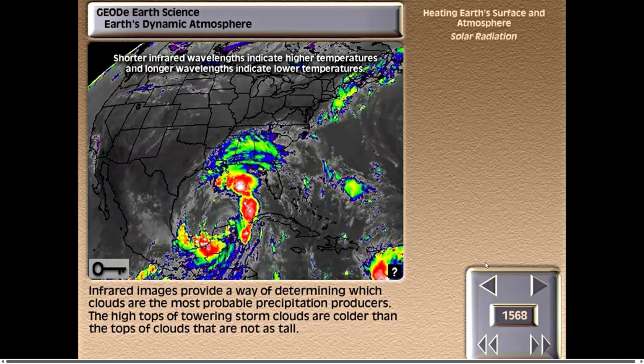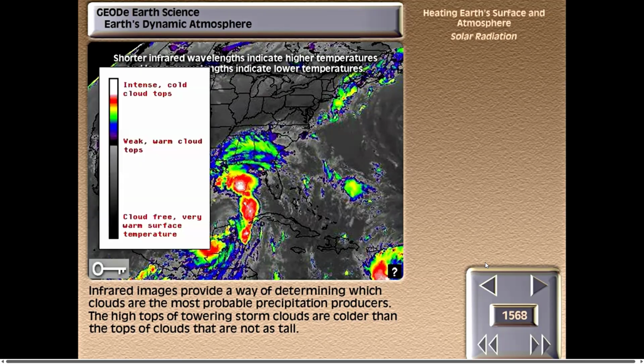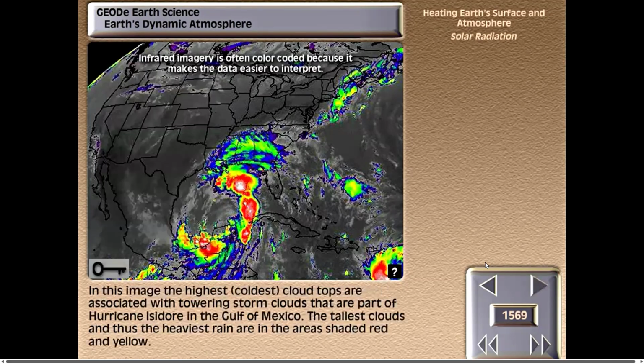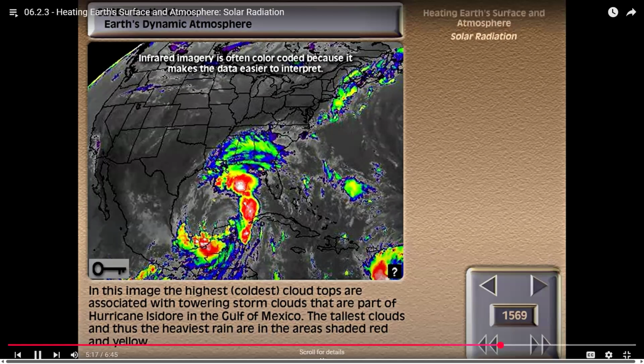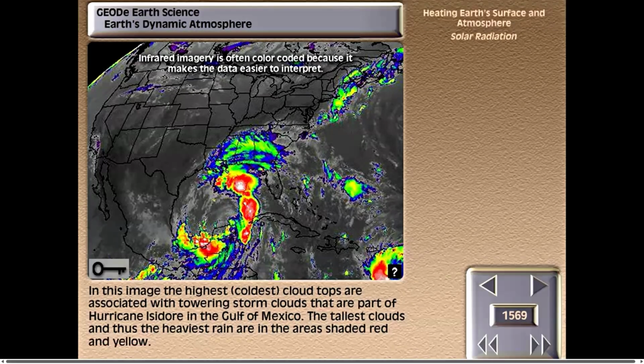The high tops of towering storm clouds are colder than the tops of clouds that are not as tall. In this image, the highest cloud tops are associated with towering storm clouds that are part of Hurricane Isidore in the Gulf of Mexico. The tallest clouds, and thus the heaviest rain, are in the areas shaded red and yellow.